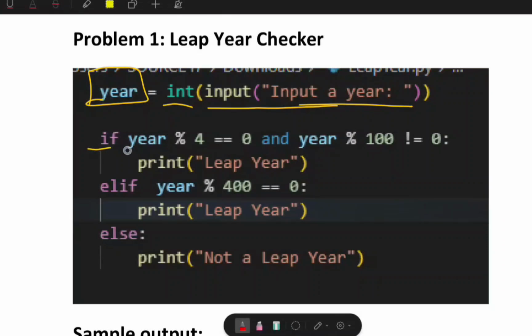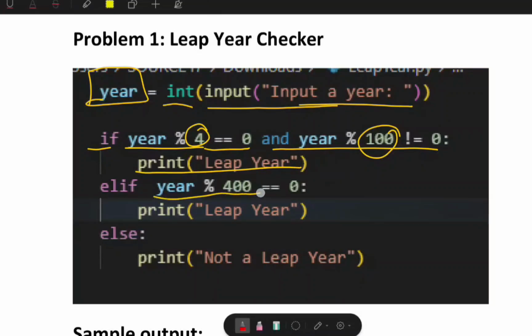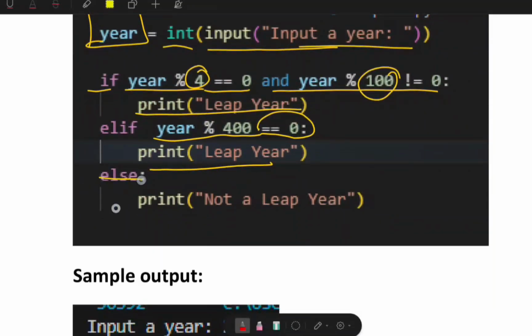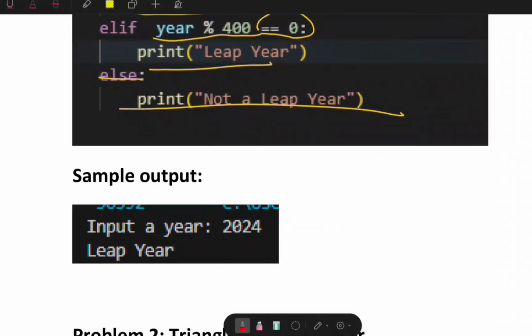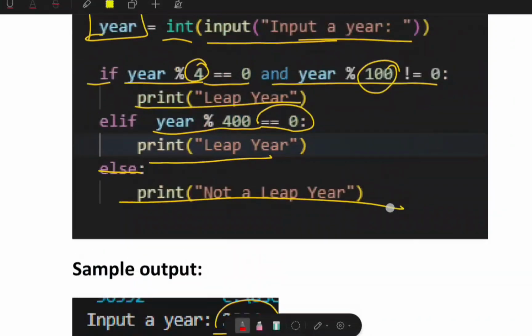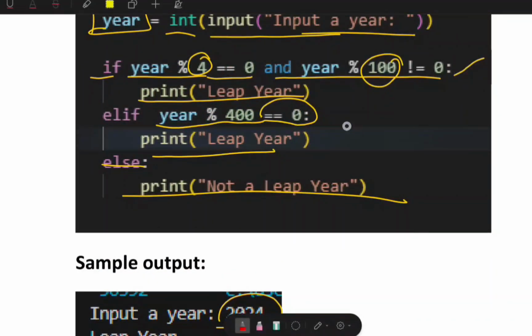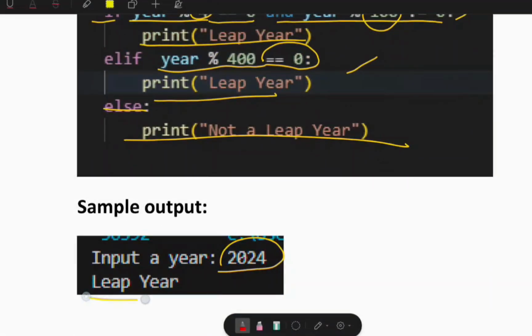So, if year is divisible by 4, and year is not divisible by 100, it is a leap year. Else if year is divisible by 400, it is also a leap year. Else, not a leap year. So, our sample output here is 2024, since 2024 satisfies these conditions, it is tagged as a leap year.